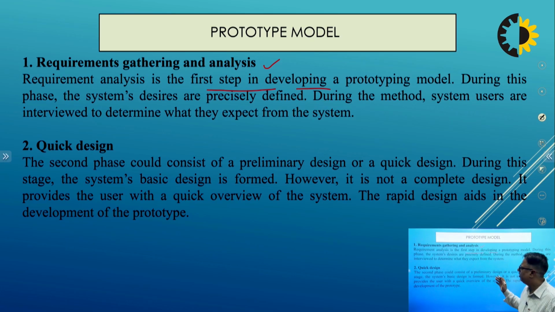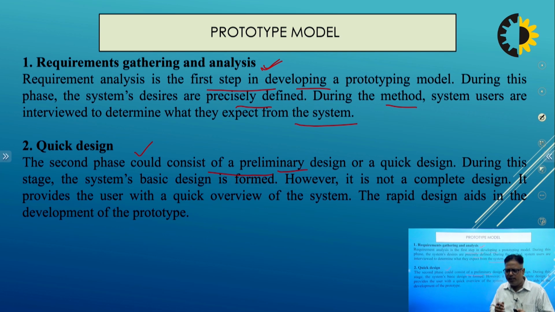During this phase, the system we desire is precisely defined. System users are interviewed to determine what they want and what they expect from the system. So this is the first phase of the prototype model or any software development life cycle model: requirement gathering and analysis. After completion of requirement gathering, the second phase is quick designing. The second phase could consist of a preliminary design or a quick design.